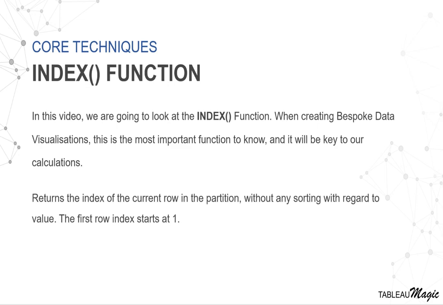As Tableau defines, the index function returns the index of the current row in the partition without any sorting with regard to value. The first row index starts at 1. Now, let's explore what that means within Tableau. So let's open up Tableau.